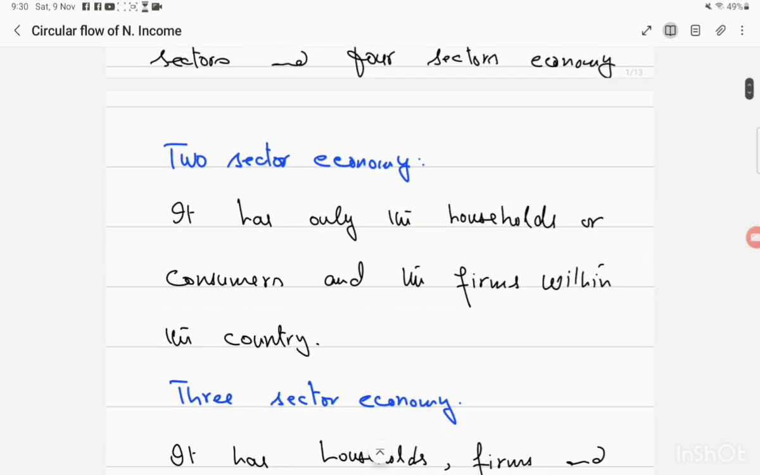A two sector economy is one that only has households or consumers and the firms within the country. This is the simplest form of an economy, where households are buying goods from the firms, and households are also supplying their services to produce goods and services within the firms. They get their rewards in the form of incomes from the firms, and then they spend those incomes on buying the goods produced by those firms. All right, this is the two sector economy.